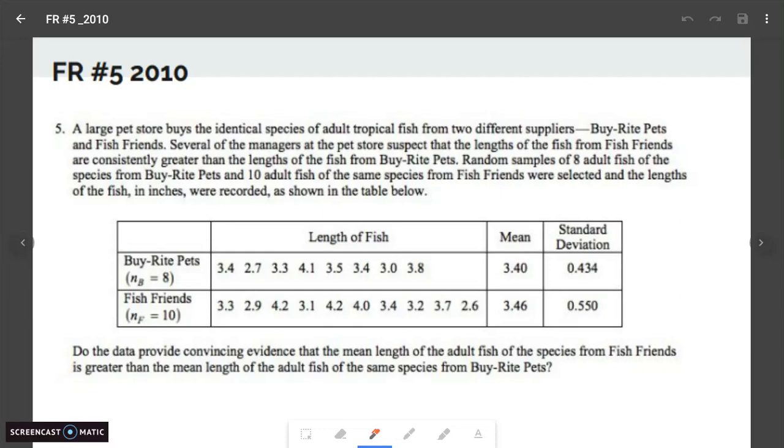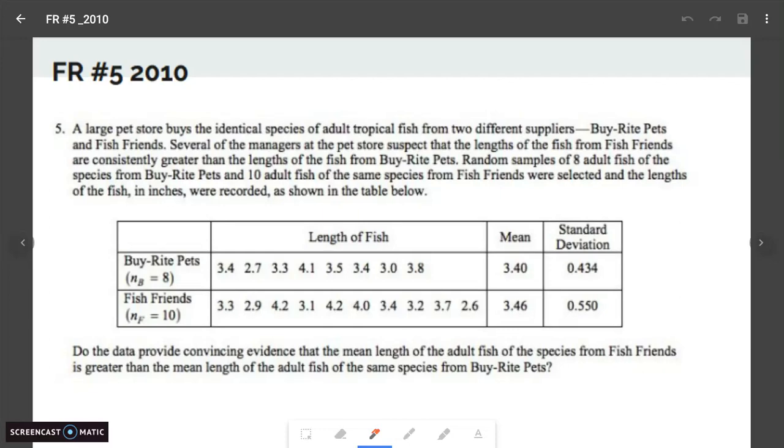They've randomly collected 8 samples from Buy Right and 10 from Fish Friends. We collect the mean and the standard deviation of them, and then we're asked, do the data provide convincing evidence that the mean length of the adult fish of the species from Fish Friends is greater than the mean length of the adult fish of the same species from Buy Right Pets? When we see this setup, we're basically being asked to perform a hypothesis test. So it's up to us to determine what type of test it is and how to do it.